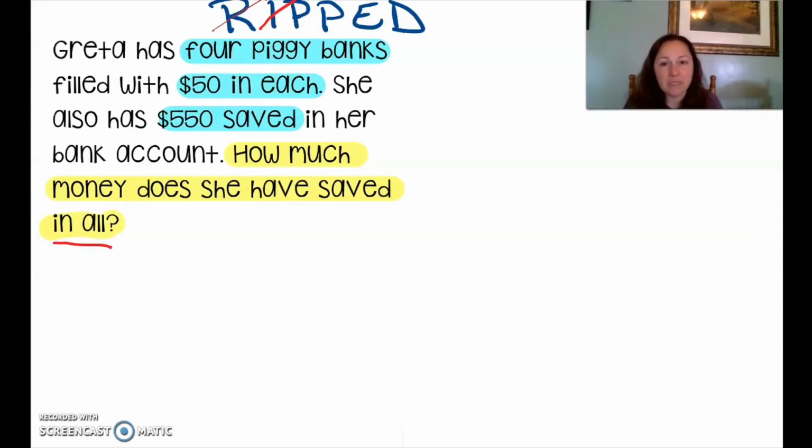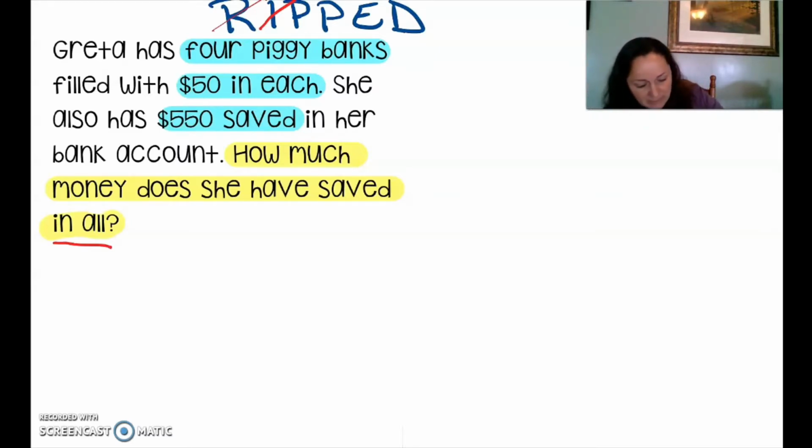So my plan would be, I've got 4 piggy banks to put together, and I also have a bank account to put together. So it sounds like I could add all this together and just go from there. Or I could even multiply my 4 piggy banks because it's the same amount in each piggy bank. So I could do that, and then I could add it to the 550. I like multiplying, and it's got multiples of 10, so I could do that pretty easy, I think. So let's try that one.